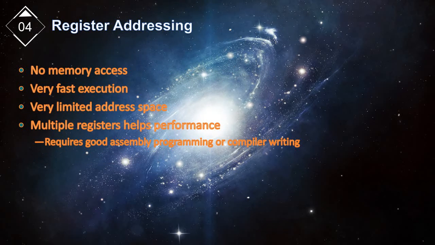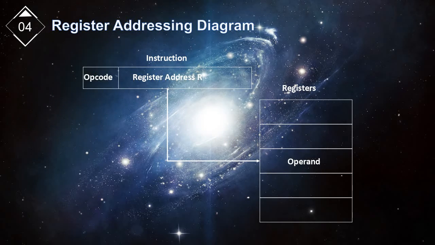For register addressing, no memory access is needed. Very fast execution, very limited address space. Multiple registers help performance. It requires good assembly programming or compiler writing for this. Here is the register addressing diagram. You can see the instruction itself has the register name for the operand.